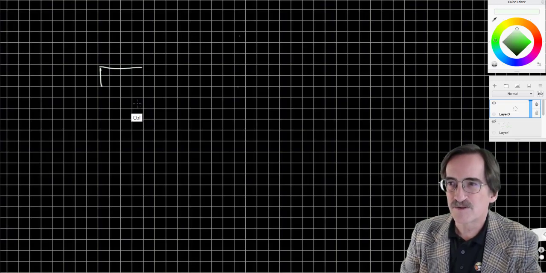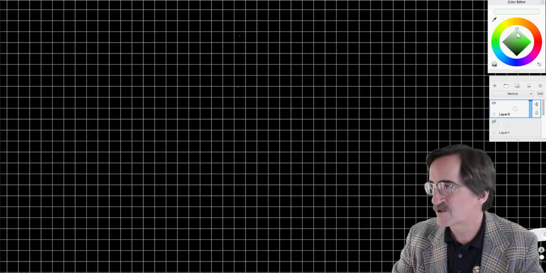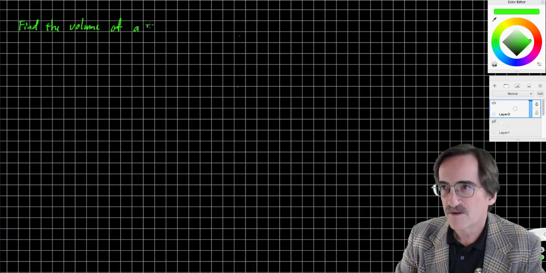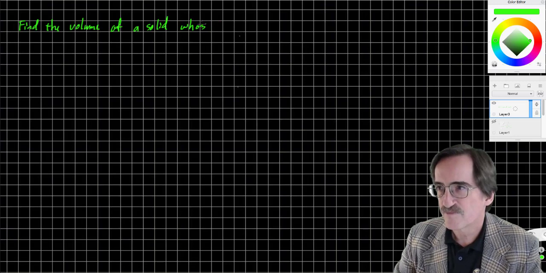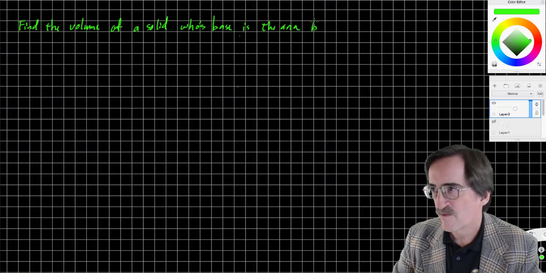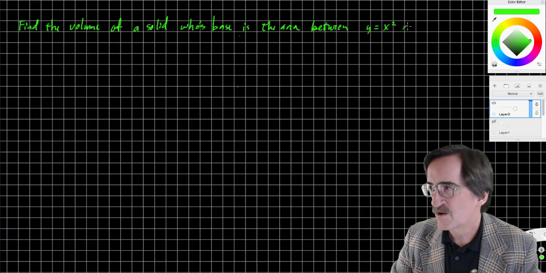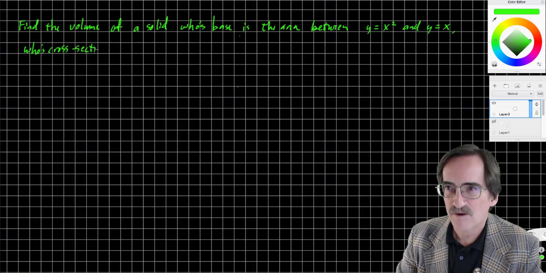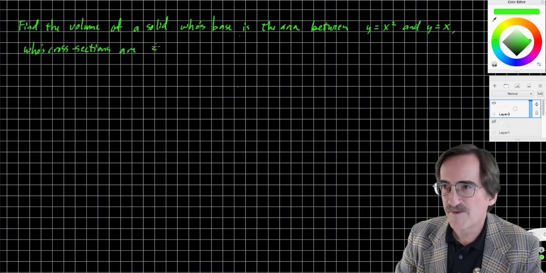Okay. So in this particular problem, let me write this as: find the volume of a solid whose base is the area between y equals x squared and y equals x, whose cross sections are semicircles.